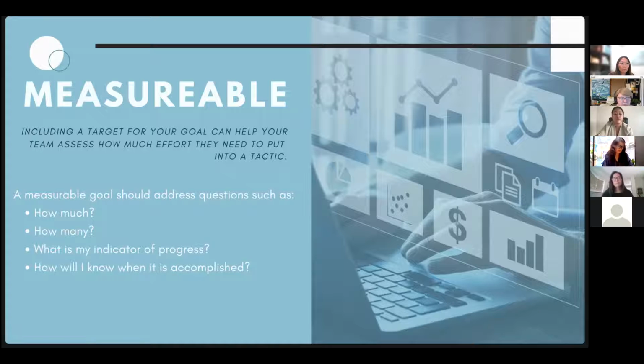So a measurable goal should address questions such as how much, how many, what is my indicator of progress, and how will I know when this is accomplished? So as the M in SMART states, there should be a source of information to measure or determine whether your goal has been achieved. The M part of the SMART goal is a direct indicator of what success for the particular goal should look like.